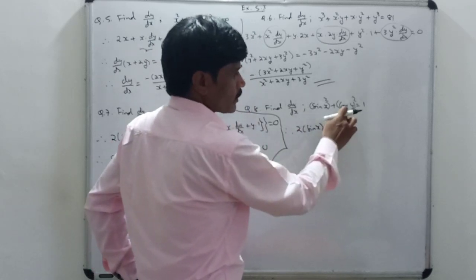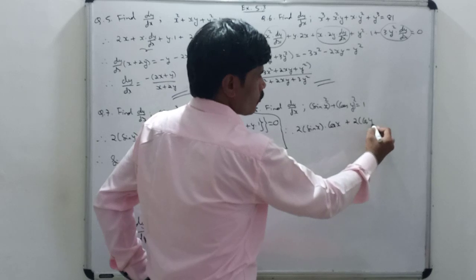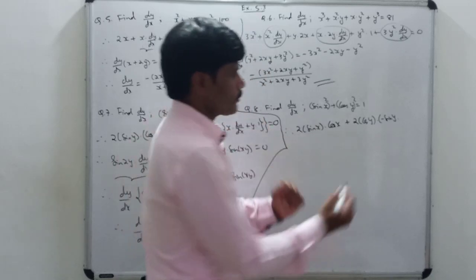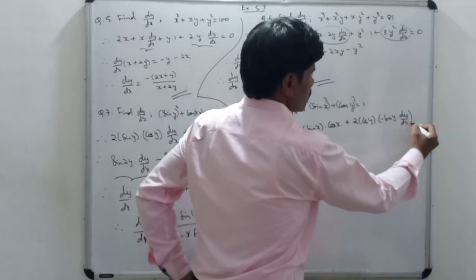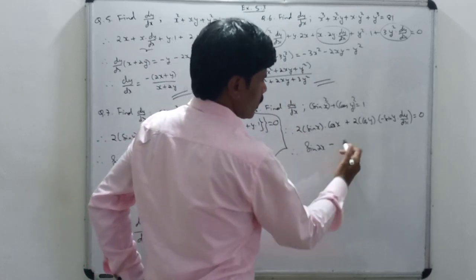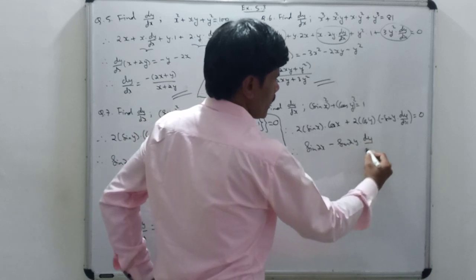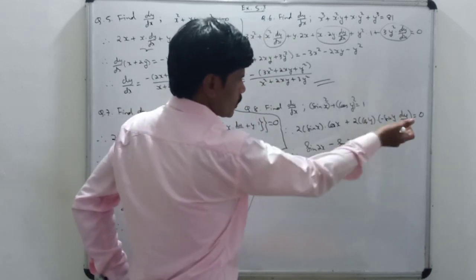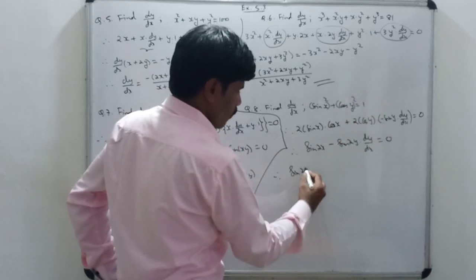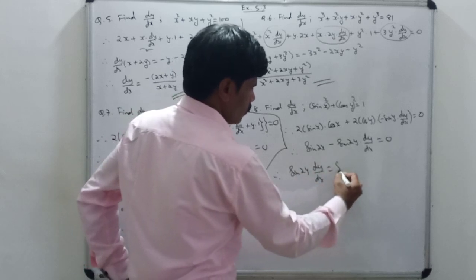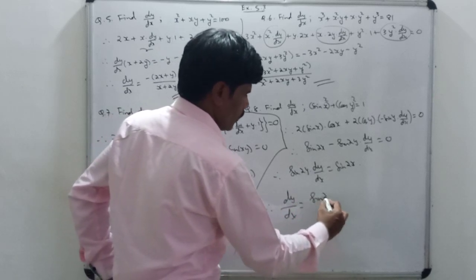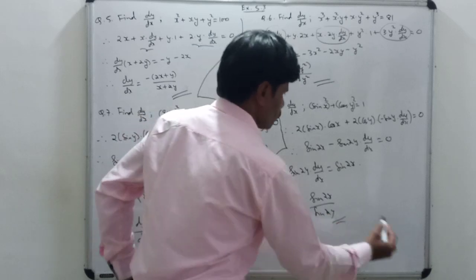Plus, again it is a composite function, cos y the whole square, derivative will be 2 into cos y raised to 2 minus 1, that is 1, into derivative of cos y, minus sin y, into derivative of y with respect to x, dy by dx, is equal to derivative of 1, which is 0. So from here 2 sin x cos x is sin 2x, minus 2 sin y cos y is sin 2y into dy by dx is equal to 0. Okay, so minus sin 2y dy by dx will go to that side. So that will be sin 2y dy by dx is equal to sin 2x. So therefore dy by dx is equal to sin 2x upon sin 2y. So this is what dy by dx.